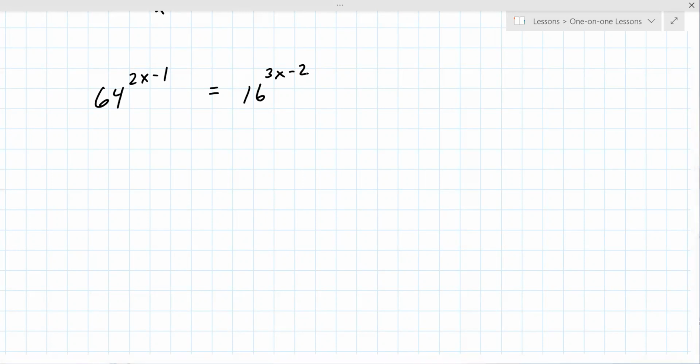So I want to give you one real quick to solve here because they didn't really cover it. 64 to the 2x minus 1 equals 16 to the 3x minus 2. This is sort of the next step up. So give yourself 60 seconds and see if you can figure that one out, please.